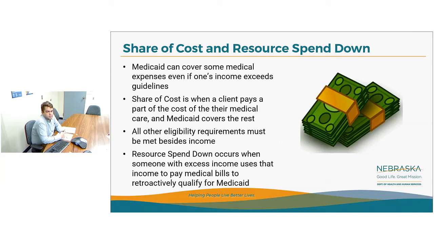And resource spend down occurs when, for example, you have excess income or resources when you apply for Medicaid, which would make you ineligible, but you also have outstanding medical bills to pay. You can use your existing resources to pay off that medical bill and then retroactively qualify for Medicaid. An example of this would be if you were $2,000 in resources over being eligible for Medicaid, but you had a $2,500 medical bill that was still outstanding, you can use that $2,000 that you have, pay down as much of that bill as you can, and at that point you would be eligible for Medicaid. So it's spending your resources down to be eligible.